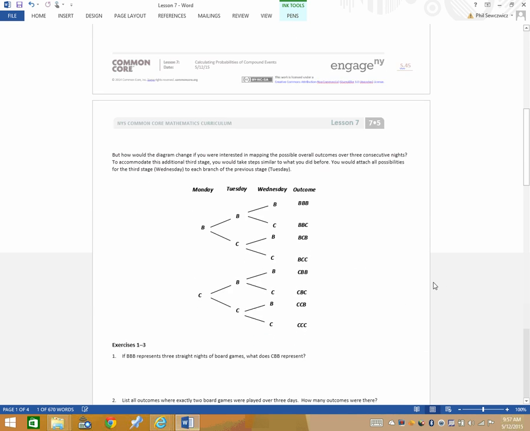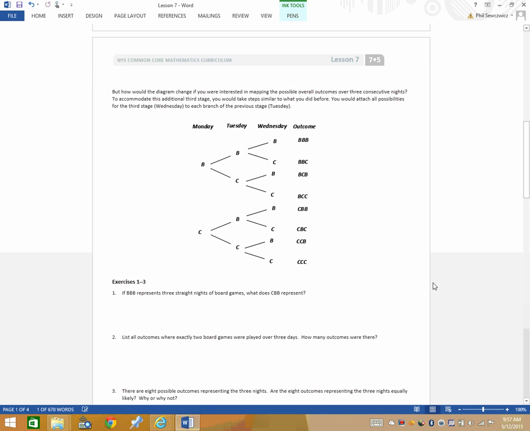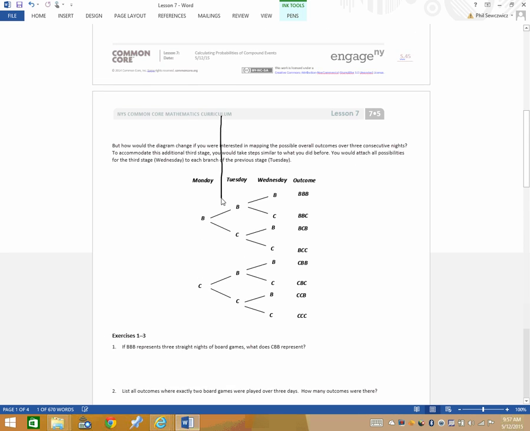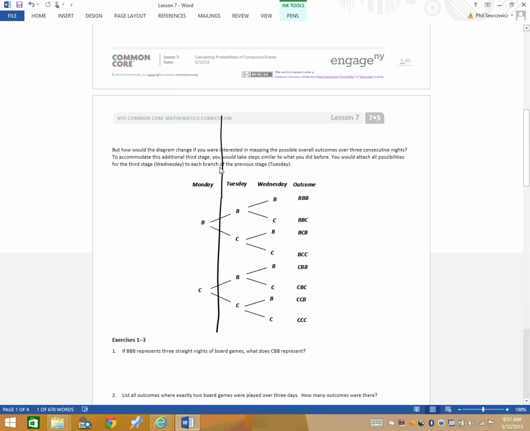So let's see what we got here. Now what they've done here is added a third day onto it. So again, you could do board game on Monday, and you can see how it's lined up there if you'd like to separate things. Then on Tuesday, board game, card game. And then on Wednesday, board game, card game. The main thing is off of each branch, we get the different possibilities. So we could go board game, board game, board game. We could go board game, board game, card game. We could go board game, card game, board game. So again, we're just listing them all so we get them all there.